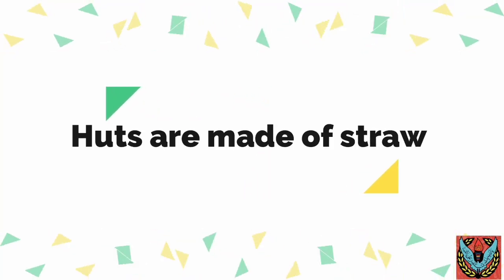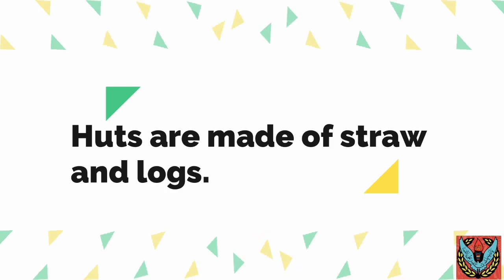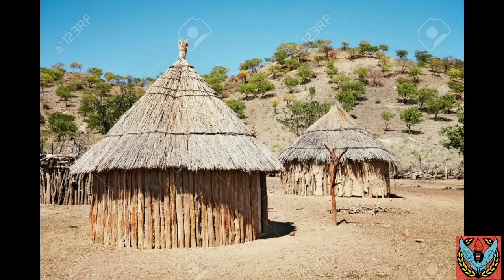Huts are made of straw and logs. Huts जो हैं वो straw से और लकड़ी के blocks से बनती हैं.